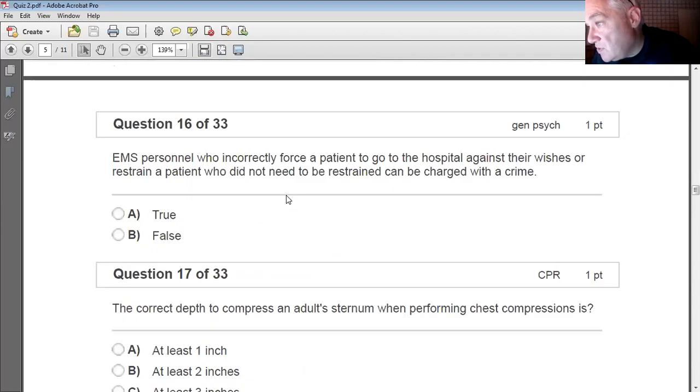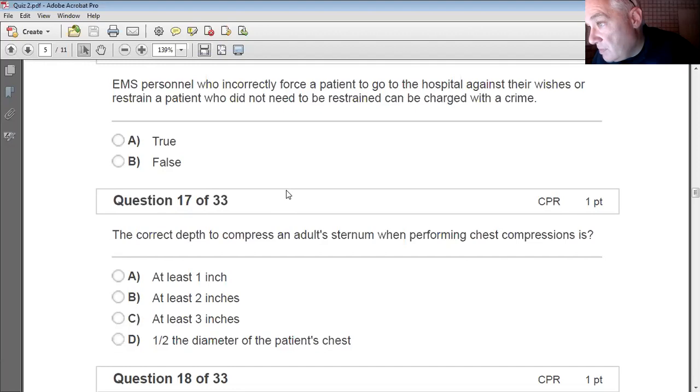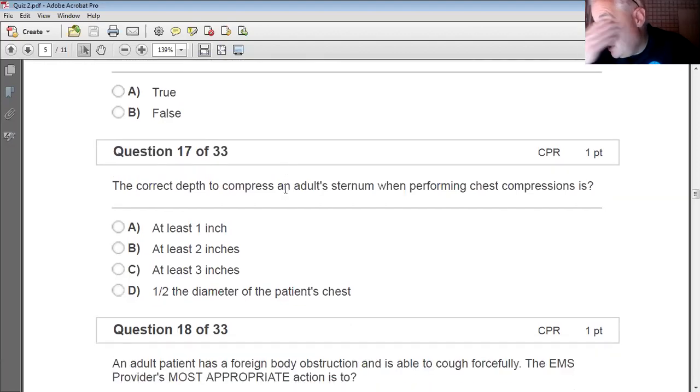16, EMS personnel who incorrectly force a patient to go to the hospital against their wishes or restrain a patient who did not need to be restrained can be charged with a crime. That is true. Right, so you have to be careful about that. Again, I would not restrain people unless the police are involved and they agree.